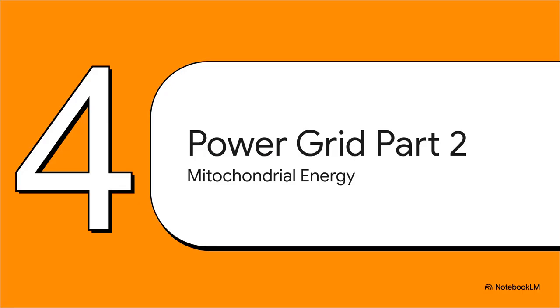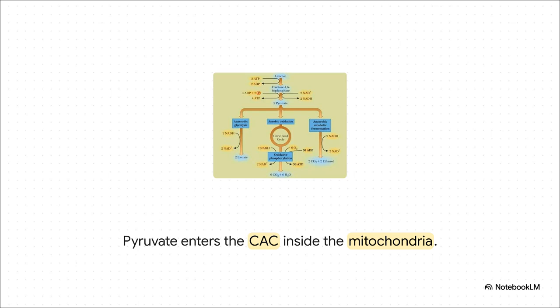Section 4, Power Grid Part 2. Because, let's be honest, those 2 ATP from glycolysis, that's just pocket change. It's time to enter the city's nuclear power plant, the mitochondria. Those 2 pyruvate molecules we made in glycolysis are transported directly into the inner matrix of the mitochondria. There, they're converted into acetyl-CoA, which then feeds into this central loop, the citric acid cycle.